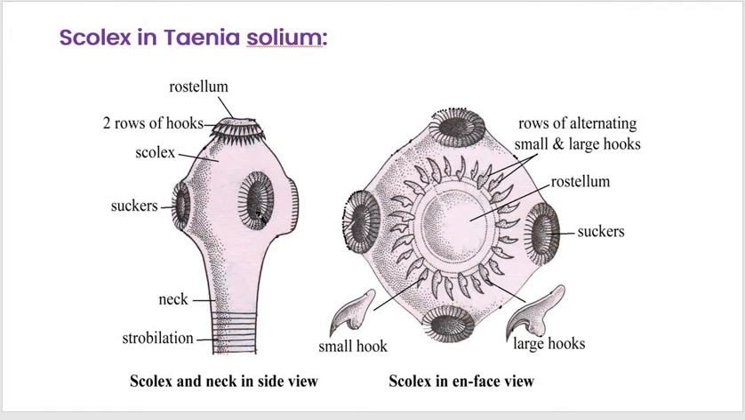Now the scolex bears highly muscular suctorial organs, that is acetabula or suckers. Suckers are present at the scolex region. Now these suckers are present at each angle of the quadrangle. Quadrangle means 4: 1, 2, 3 and 1 from the posterior side. Total 4 suckers are there.